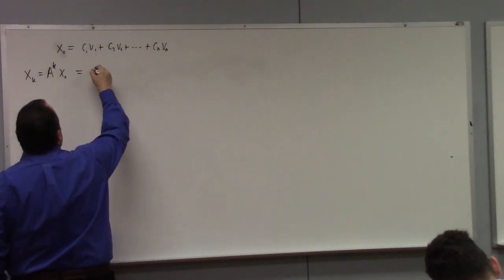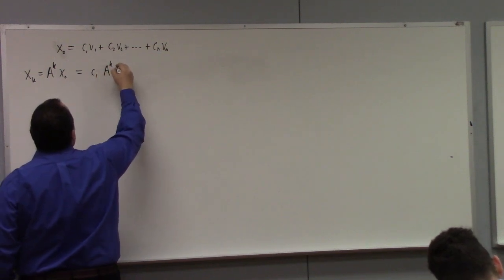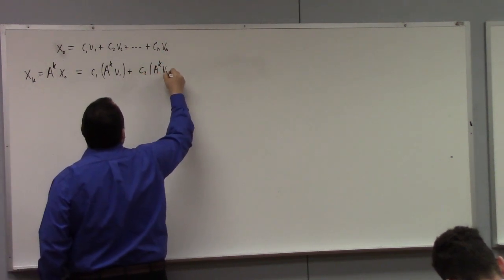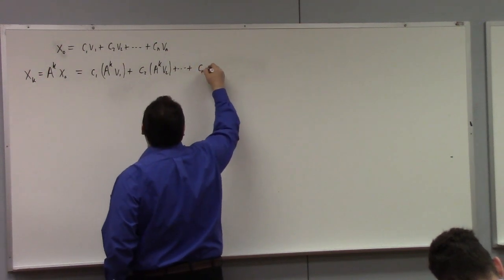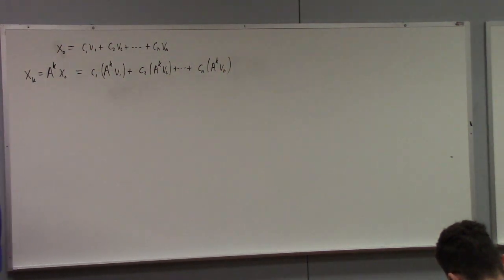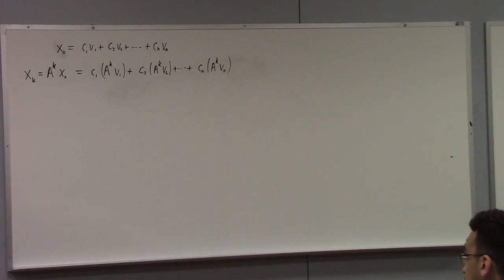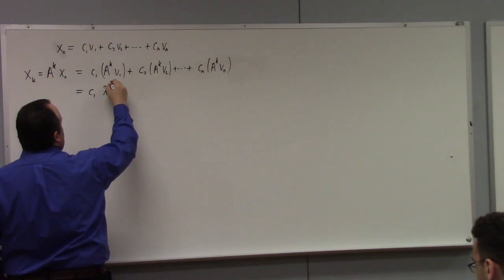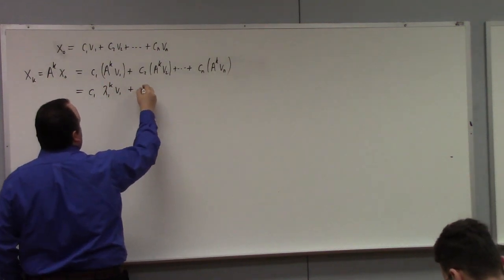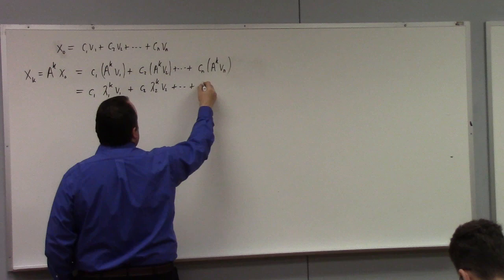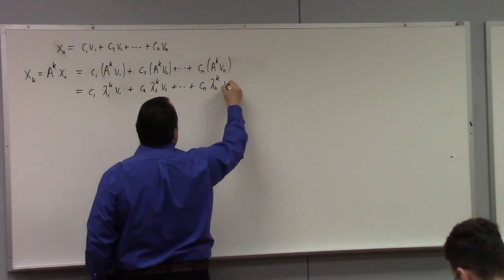So you get c1 a to the power k times v1, right? There we go. Now I feel better. Plus c2 a to the power k times v2. Now, we're assuming, what about the v's? We're assuming that they're eigenvectors with eigenvalues lambda 1, lambda 2, lambda n, right? So what happens when we take a to the power k times the eigenvector v1? We get c1 lambda 1 to the kth power v1, c2 lambda 2 to the kth power v2, plus and so on, plus cn lambda n to the kth power vn.